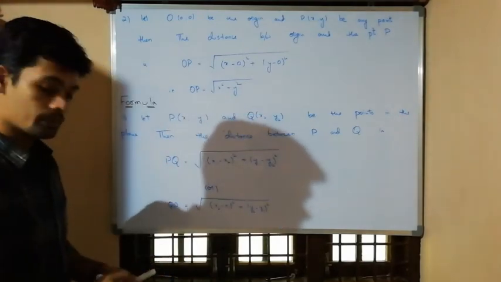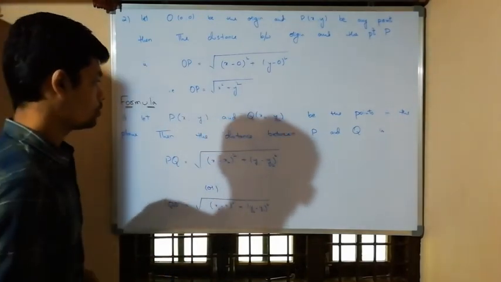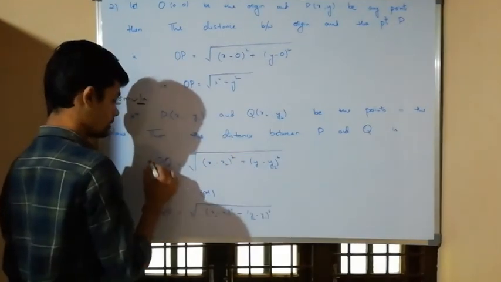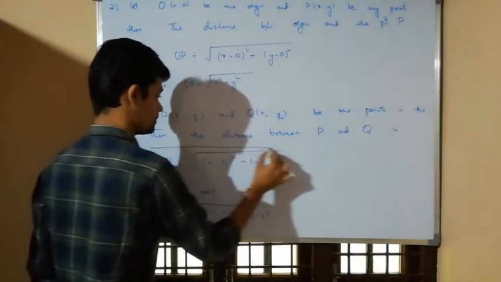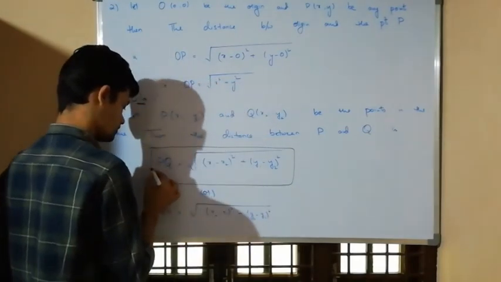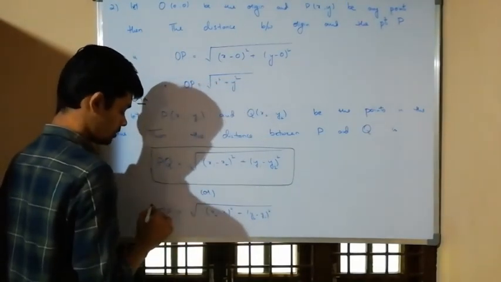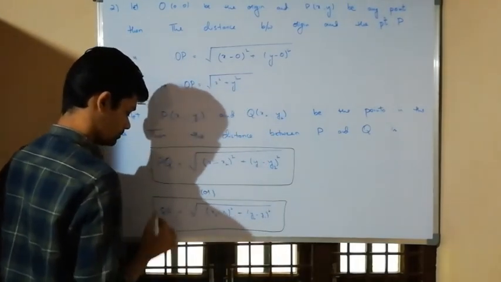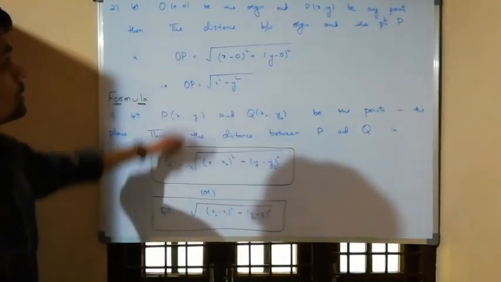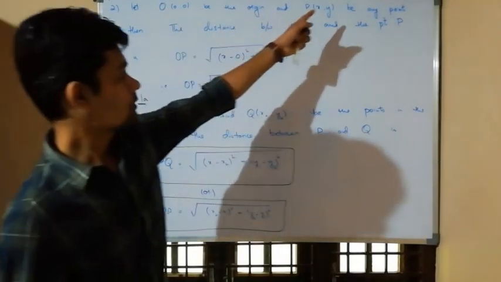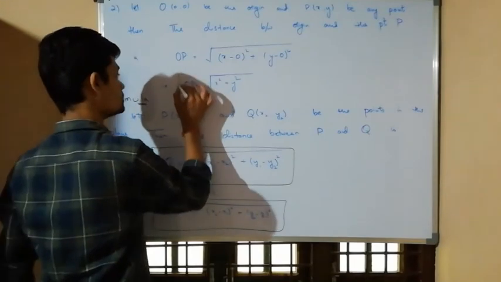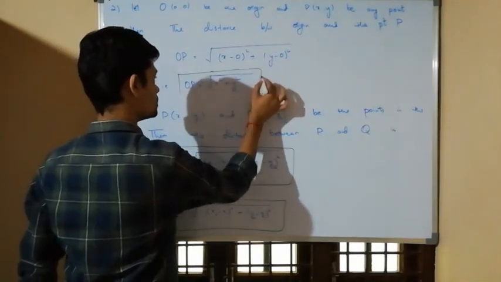So what we got? Distance between two points P and Q, P is x1 comma y1 and Q is x2 comma y2, you can use this one or this one. Similarly, the distance between the point P of x comma y and the origin is this one.